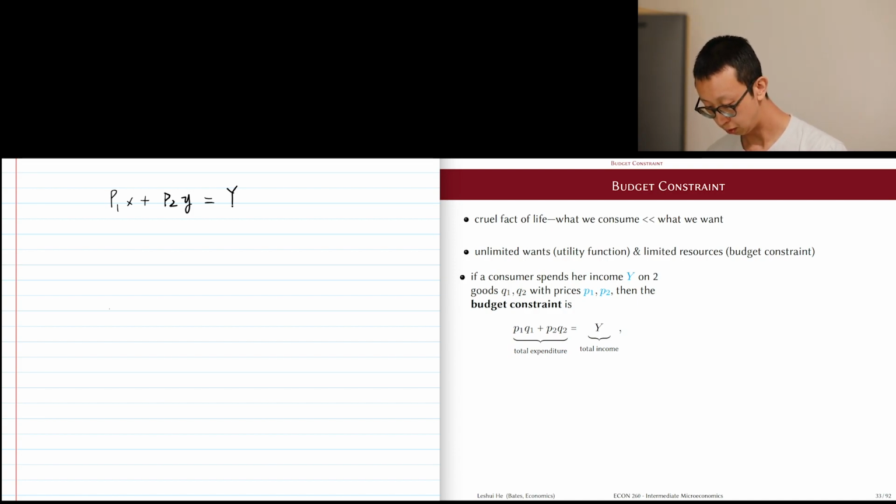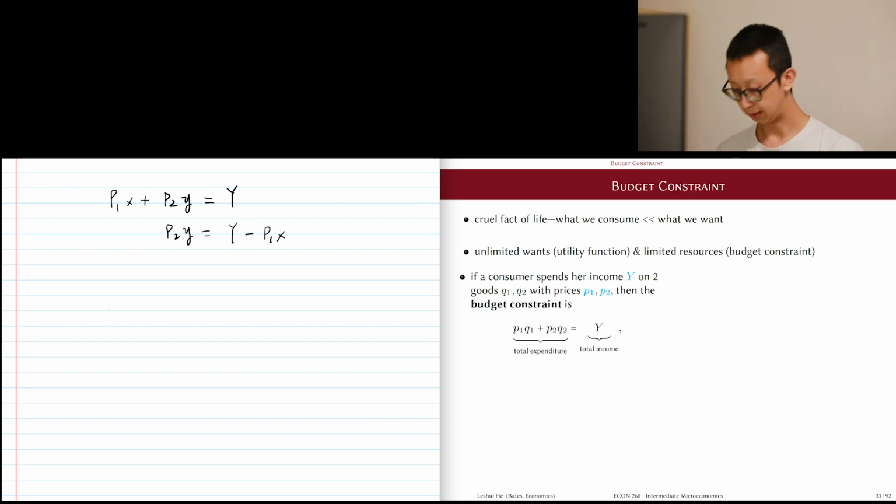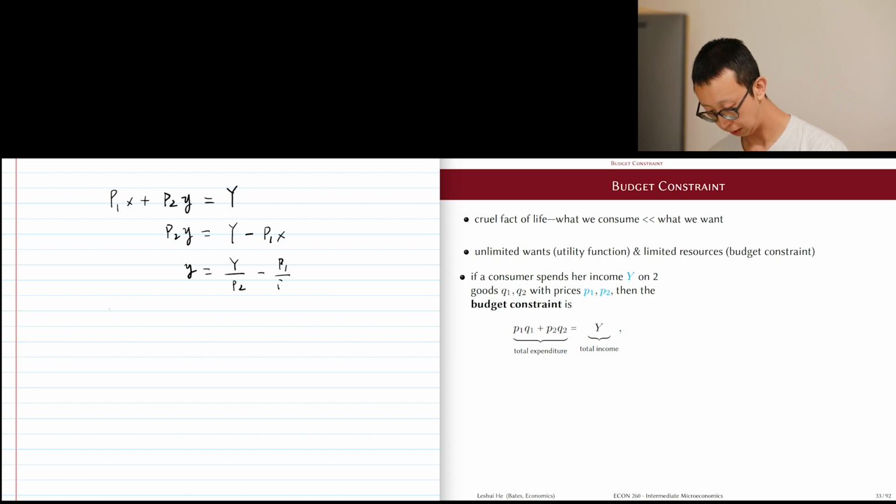So to do that, we subtract P1x on both sides of this equation, and that gives us y minus P1 times little x. And then we divide both sides by P2, and that gives us Y over P2 minus P1 over P2 times little x. But remember, y is just a placeholder for Q2, whereas x is just a placeholder for Q1. So the equation is in fact Q2 is equal to Y over P2 minus P1 over P2 times Q1.